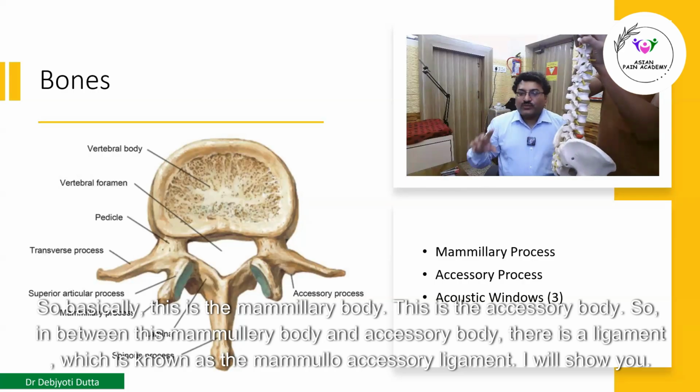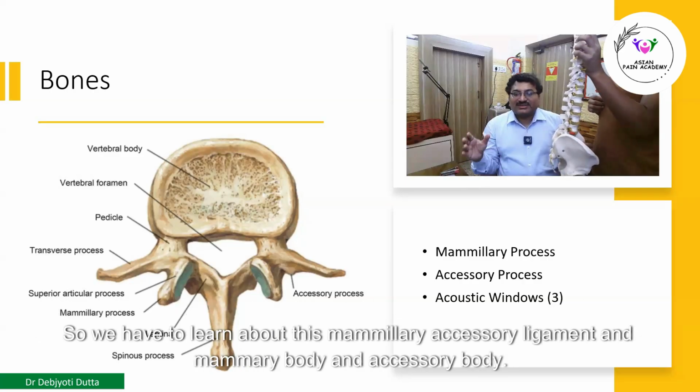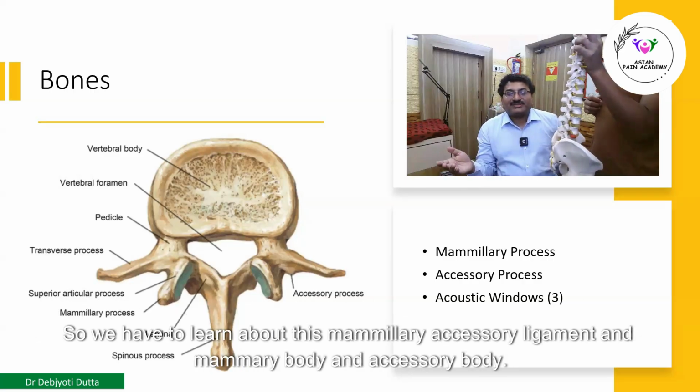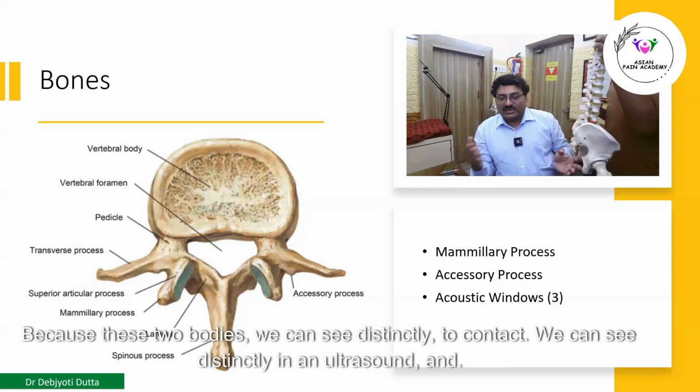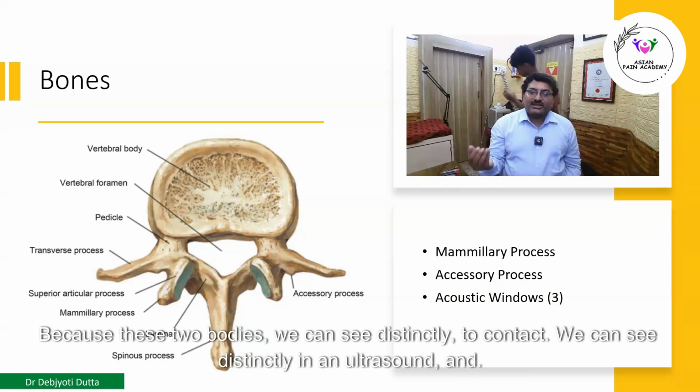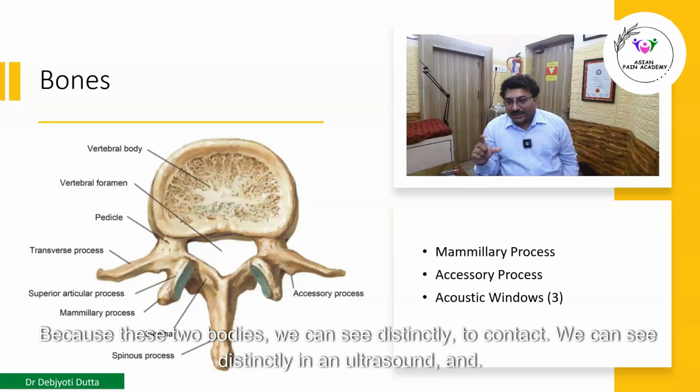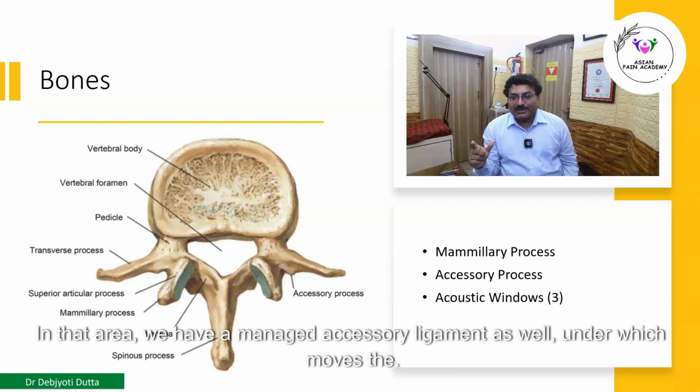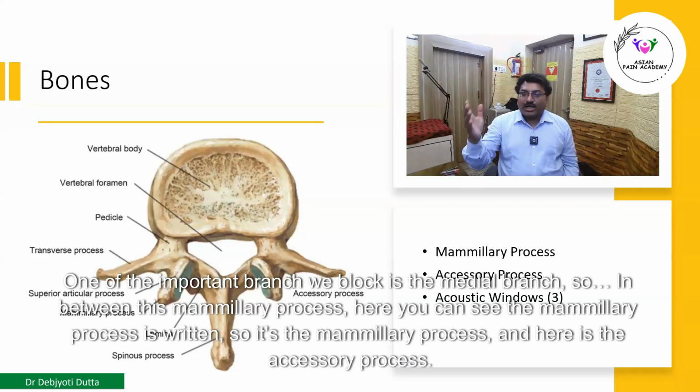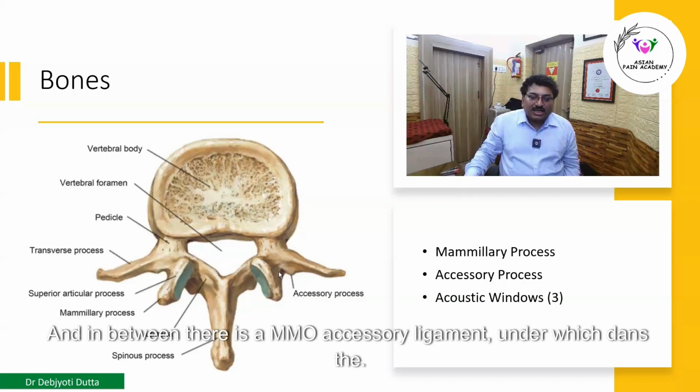I will show you. We have to learn about this mammillo-accessory ligament, the mammillary body and the accessory body, because these two bodies we can see distinctly in an ultrasound, and in that area we have the mammillo-accessory ligament as well, under which runs one of the important branches we block, the medial branch. Here you can see the mammillary process is written, and here is the accessory process. In between there is the mammillo-accessory ligament under which runs the medial branches.